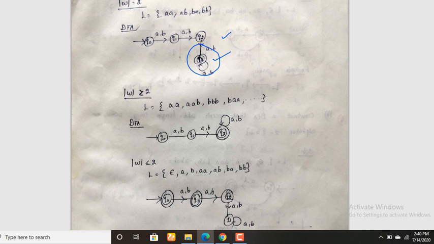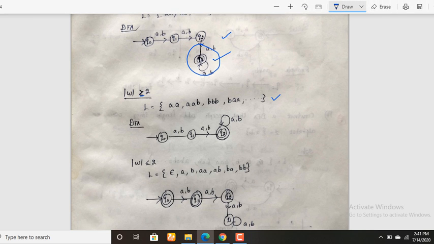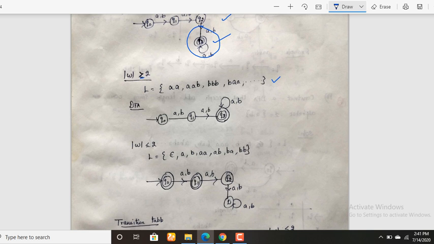Next, length greater than or equal to 2. Strings of length equal to 2 are also included. So AA, AAB, BBB, BAA, then AB, BA, BB. Whatever strings have length greater than or equal to 2, those kinds of strings are written into the language. Okay, the first step is over. So here we write the language for the given problem statement. Next, draw the DFA, starting with the simple one.